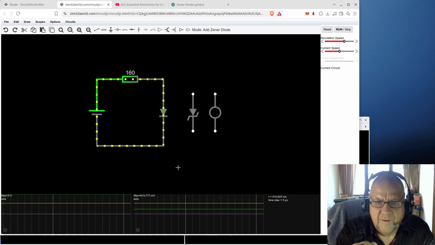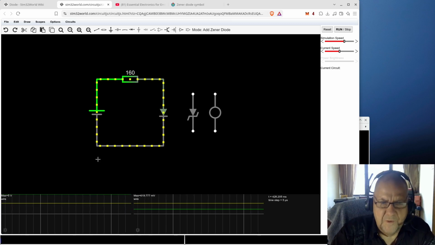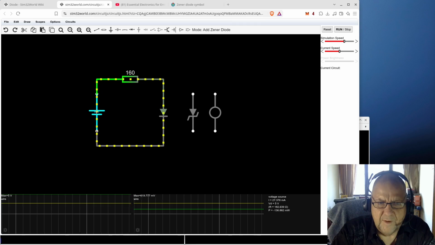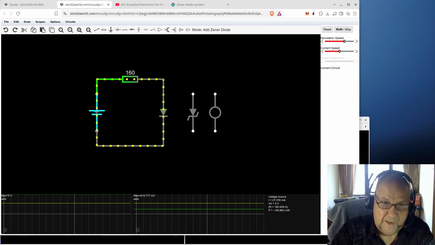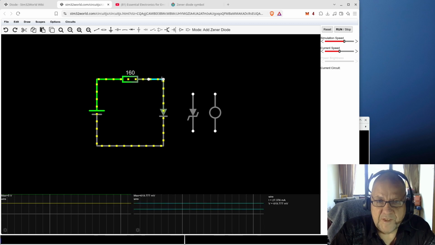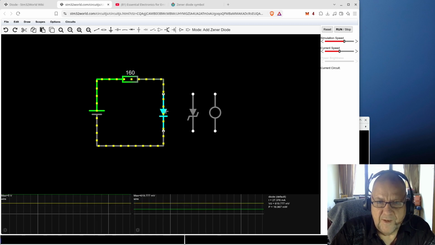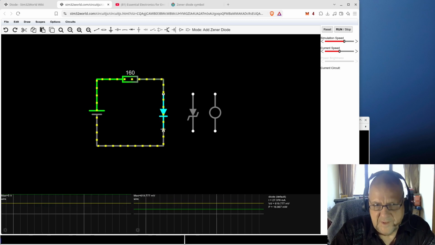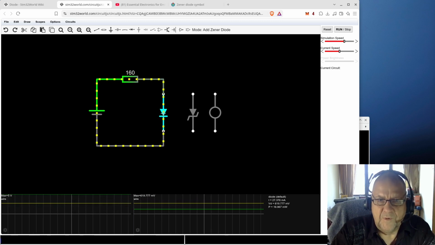I have fired up the simulation that I used in the last video, the diode video, where we have a voltage source over here, battery or whatever, going through a resistor and then going through a diode from the anode to the cathode, which is how a diode is normally used.